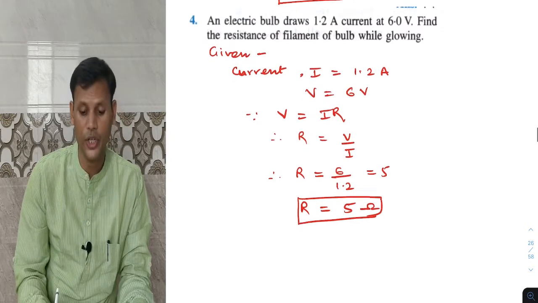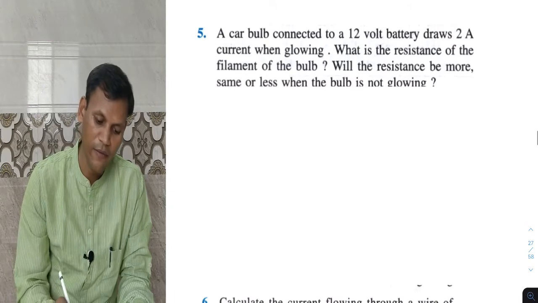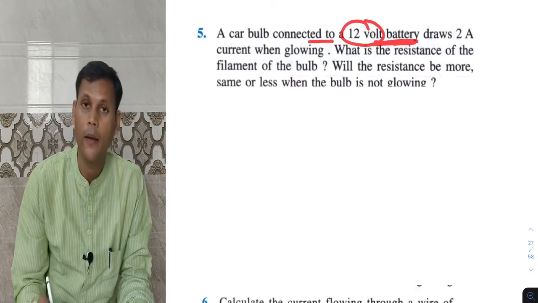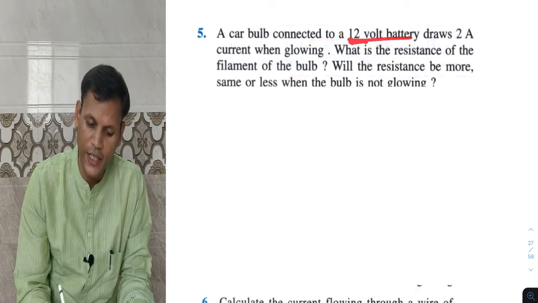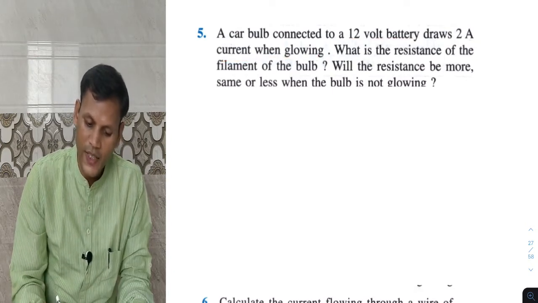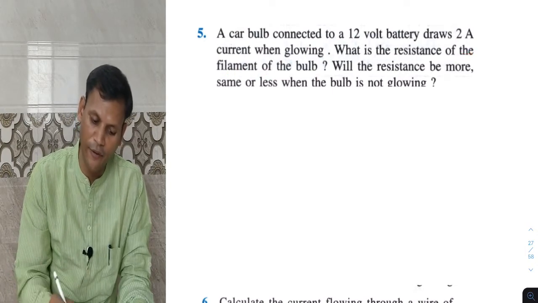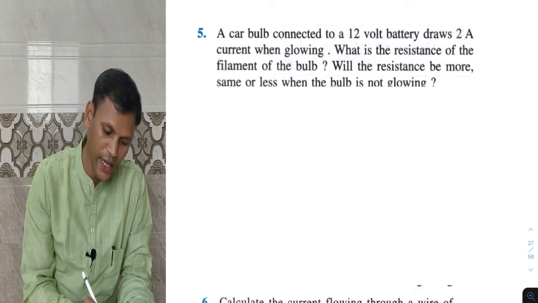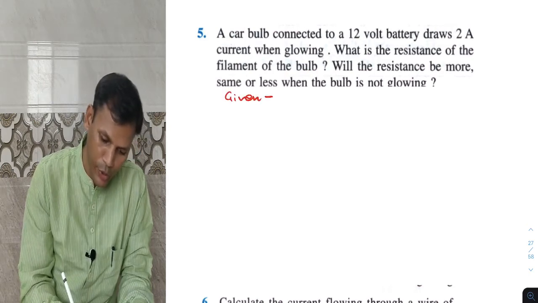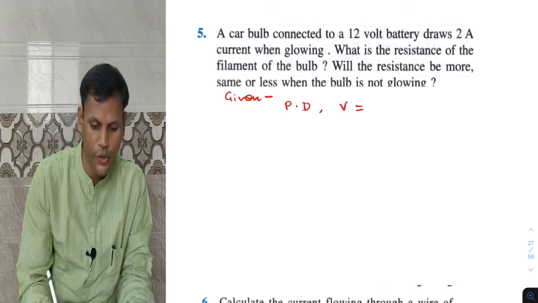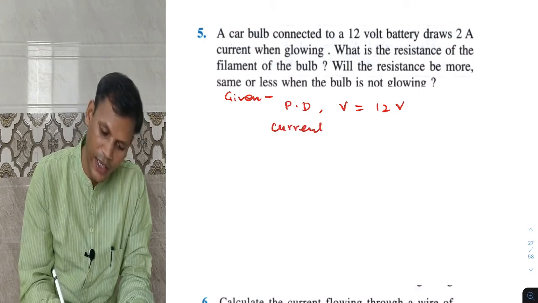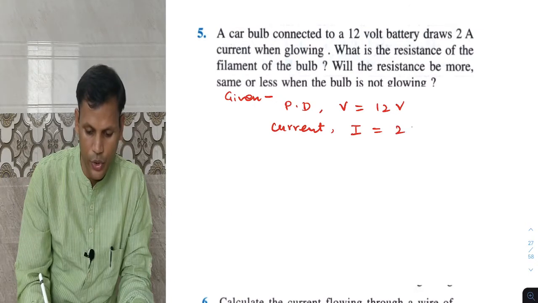Next question, question number 5. A car bulb is connected to a 12 volt battery. Battery means potential difference V is 12 volt. It draws 2 ampere of current when it is glowing. What is the resistance of the filament of the bulb? First of all, we will do the first part. So we can write what information is given. Given potential difference V is equal to 12 volt, draws a current I equal to 2 ampere.